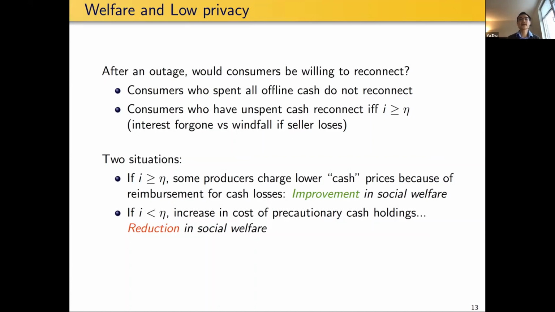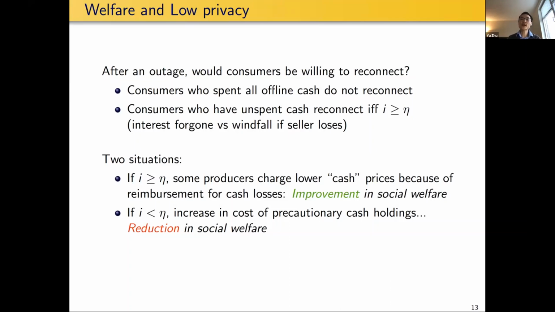But if he has unspent cash, then he has a trade-off. If he reconnects, he can get an interest on the unspent cash. But if he does not reconnect, he can get his spent cash back with some probability. At the end of the day, it really depends on which one is bigger. If the interest is higher than the loss probability of the seller, the consumer would reconnect.